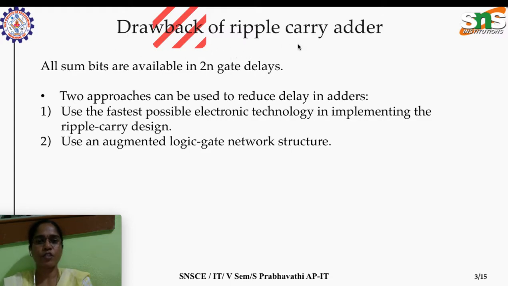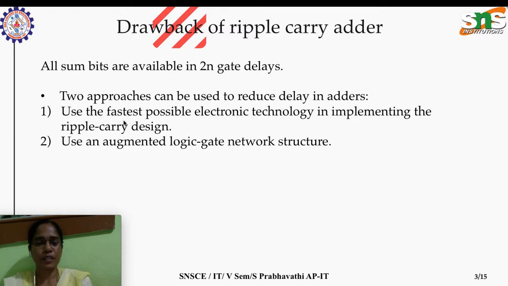So the drawback of the ripple carry adder is delay in gates. We will be getting the result only after 2n gate delays. Then how to overcome that delay? That's the concept of fast adders.